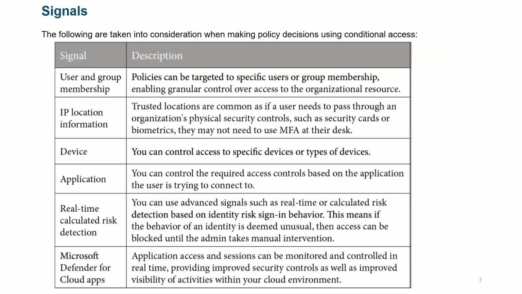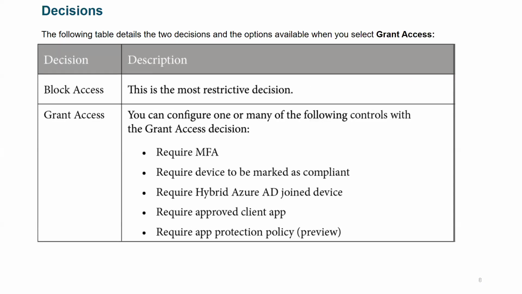Decision means block access. This is the most restrictive decision, whether we have to grant access or block access. By default it is block access. If you require, we can grant the access. Grant access, you can configure one or many of the following controls with grant access: require MFA, require device to be marked as compliant.